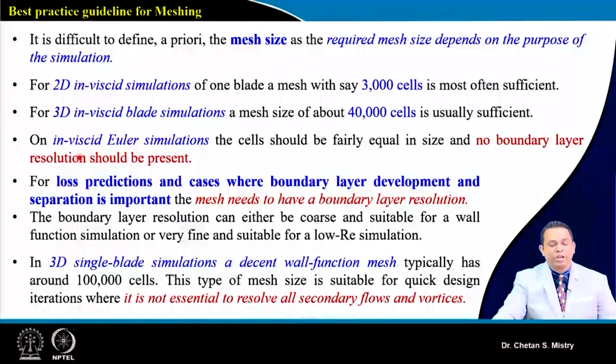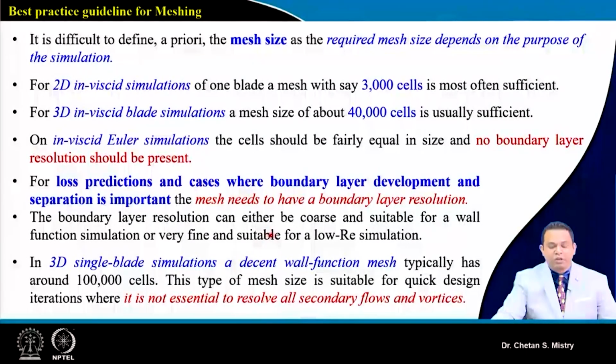Now for an inviscid Euler simulation, it should be fairly equal in size and no boundary layer resolution is required. We can understand we are not interested in, or it will not give you, details of what is happening on the surface of my blade, both on the suction surface as well as the pressure surface, and that is the reason why we are not bothering about having more elements in that particular region. Now in order to do loss prediction, where growth of the boundary layer and separation is very important, under that configuration your boundary layer resolution is very important.